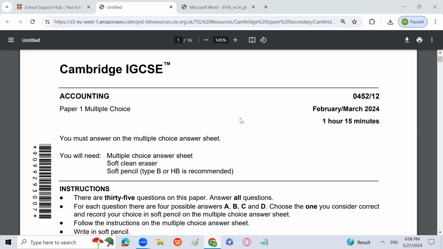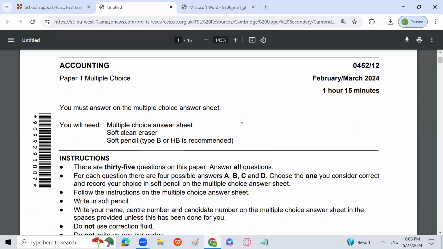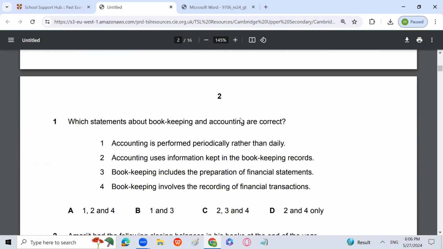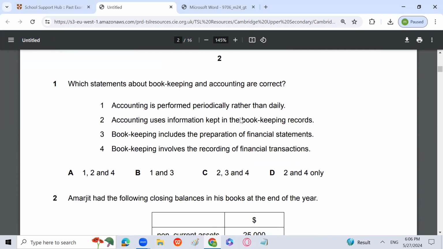One hour fifteen minutes is the time. There is only one variant, 1-2. And Paper 1 is multiple choice. 35 MCQs will be there, and we have to solve all the MCQs. Let's start doing the first one.